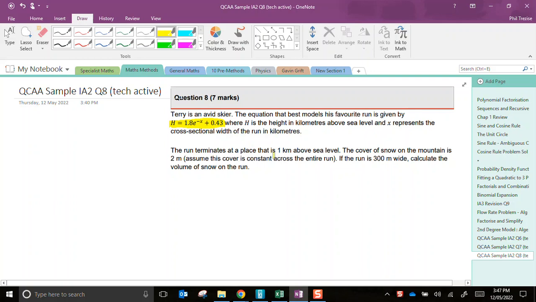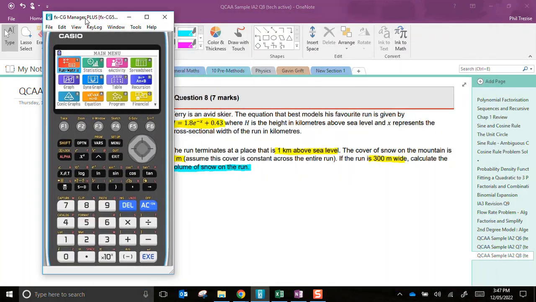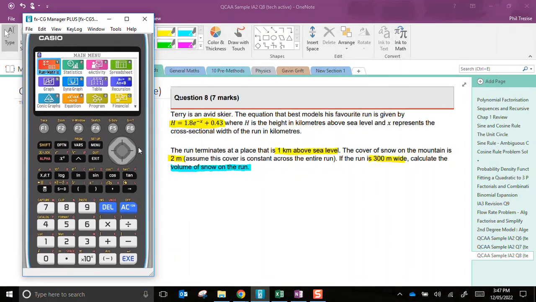The run terminates at a place 1 kilometre above sea level, and then the cover of snow on the mountain is 2 metres, assuming constant. The run is 300 metres wide, and importantly, we need to calculate the volume of snow on the run. Okay, Tech Active question. My first thing to try and make sense of this will be to do a graph.